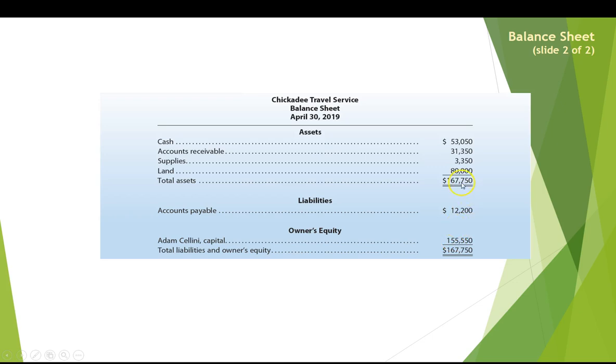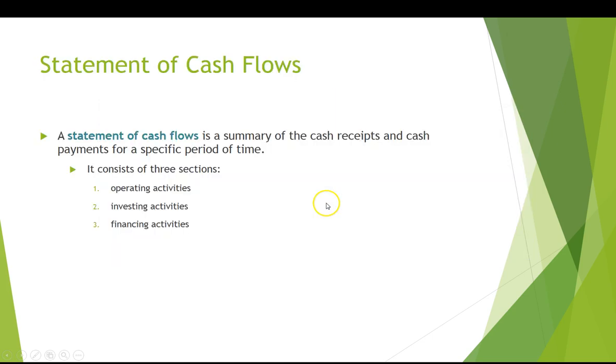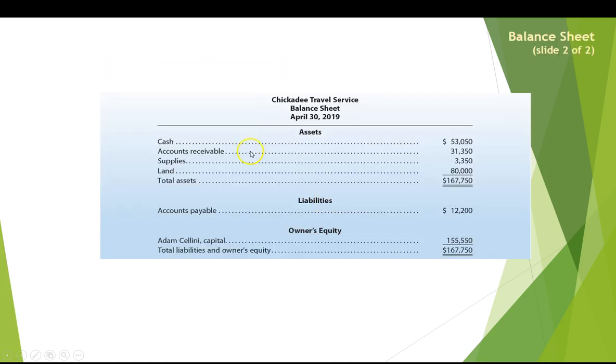All right, so then we say total assets equals liabilities plus owner's equity. So we can see it in this format. It's also sometimes seen side by side. So sometimes you'll see assets over here and liabilities plus owner's equity over here. Just depends on how many columns you want to use when you prepare it. But either way is fine.